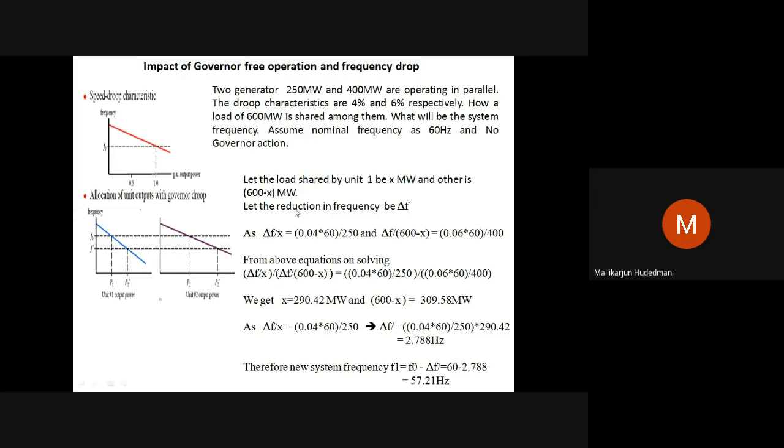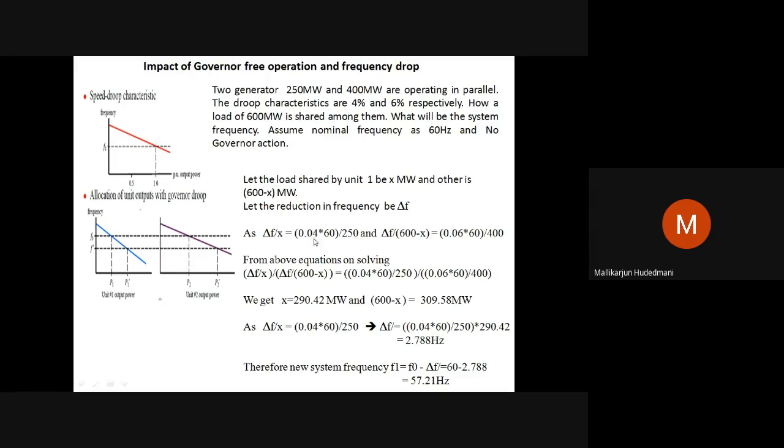I repeat back, this relationship is transformed into understanding of what is the frequency deviation experienced by these two machines in dealing with 600 megawatt. I am trying to correlate it by mathematical terms. That is done by delta F divided by X from the first machine's perspective is equal to, what is delta F? 4% of 60. That is 0.04 into 60 divided by the capacity of the first machine, 250.